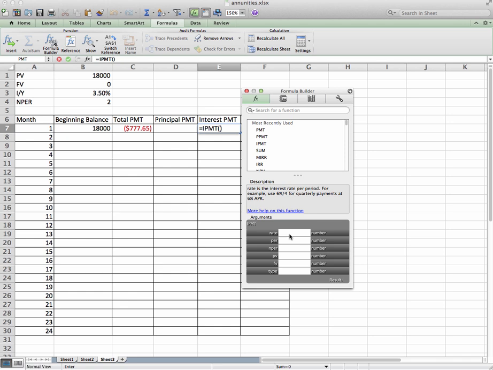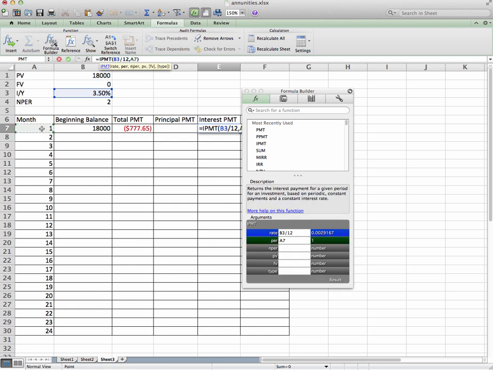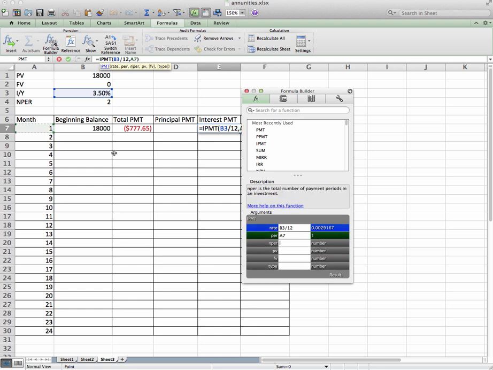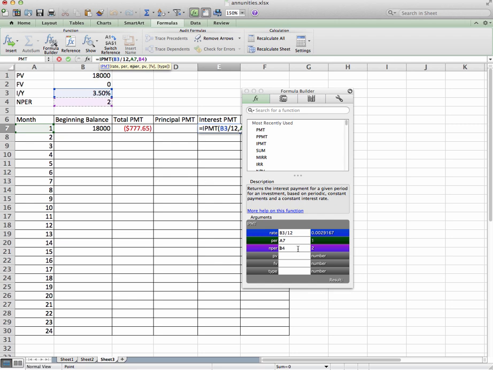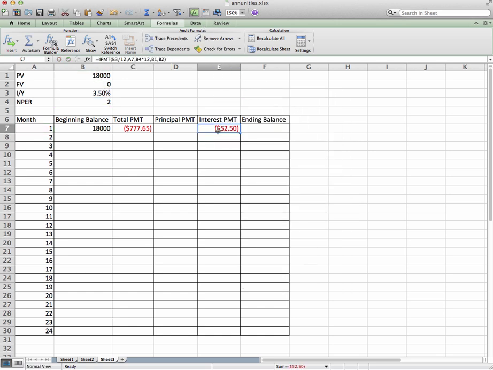Okay, rate here, then I divide that by 12 to put it in months. My per, what is per? It's the period that we're in now. So it's month 1, okay? Click on cell A7. My number of periods is 2, but then times it by 12 because we're in months. Present value is 18,000. My future value is 0. So hit enter, and then that should give you an interest payment of $52. That corresponds with month 1.